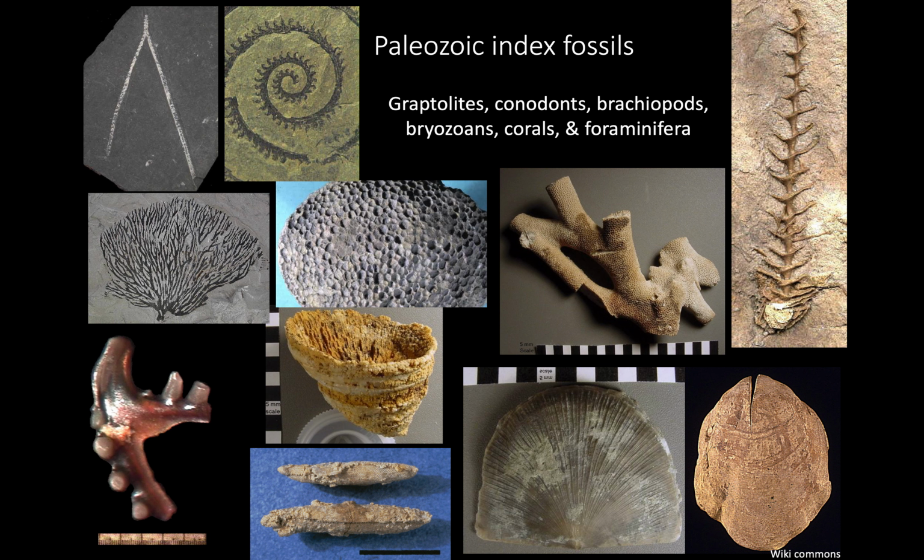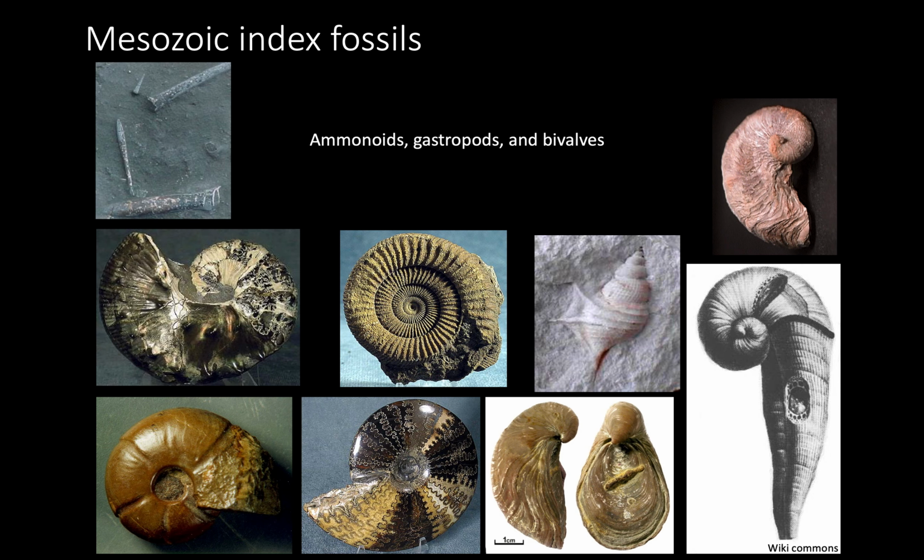Some Paleozoic index fossils, so excluding the Cambrian for this particular conversation, we have graptolites, which are these things right here. We have conodonts, we'll talk more about conodonts in a little bit. We have brachiopods, we have bryozoans, where are my bryozoan friends? Here they are, corals, and we have some foraminifera here. These are some really strange foraminifera called fusulinids. They kind of look like grains of rice. You will learn more about these types of fossils when we go through each group specifically.